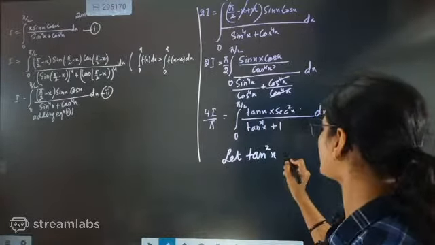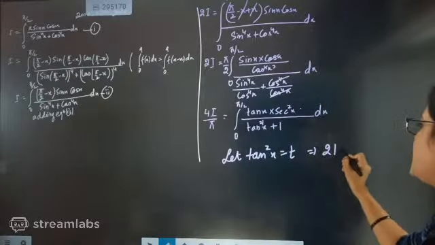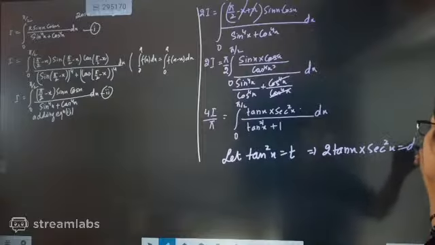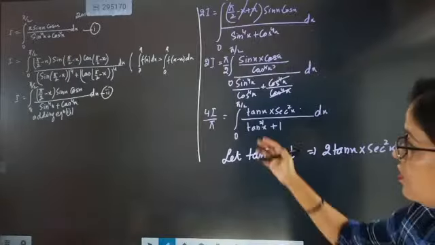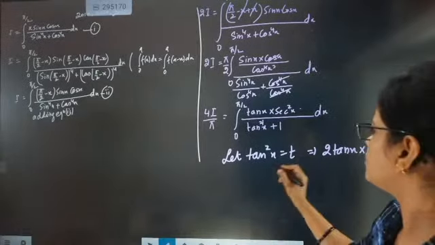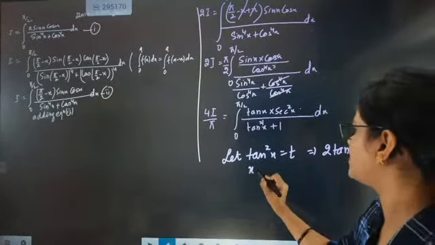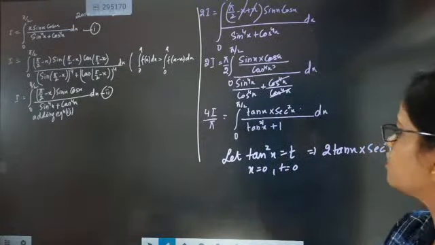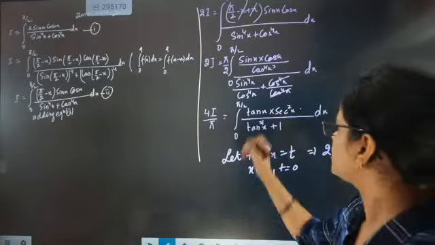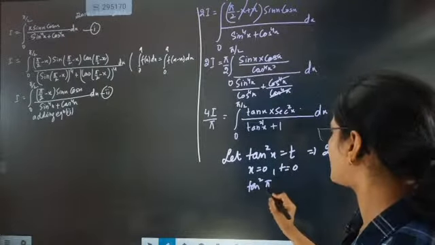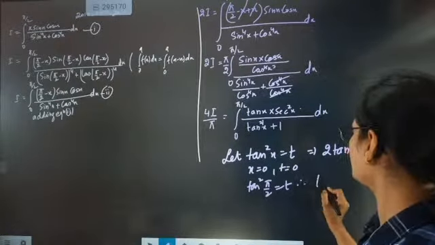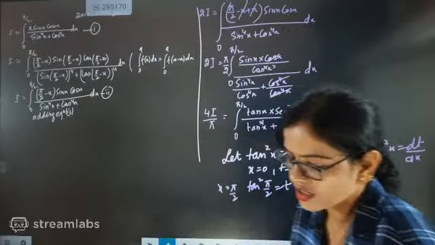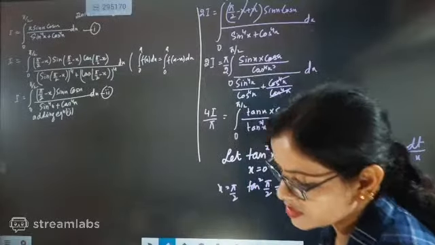Once you write tan square x equal to t, after differentiation it will give you 2 tan x into secant square x equal to dt by dx. Now substitute, but the lower limit and upper limit values also you have to put. When x is 0, t will also become 0. When x is pi by 2, t will become infinity. So once we put infinity there, what answer is exactly going to come?